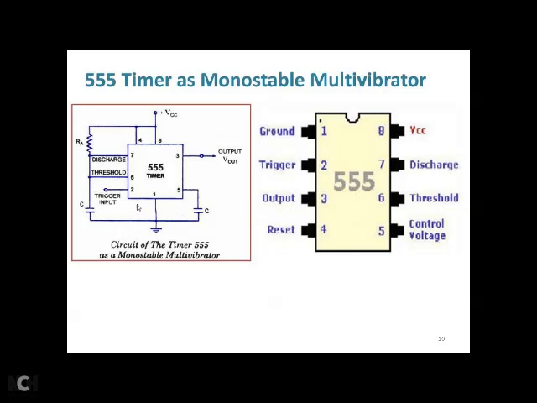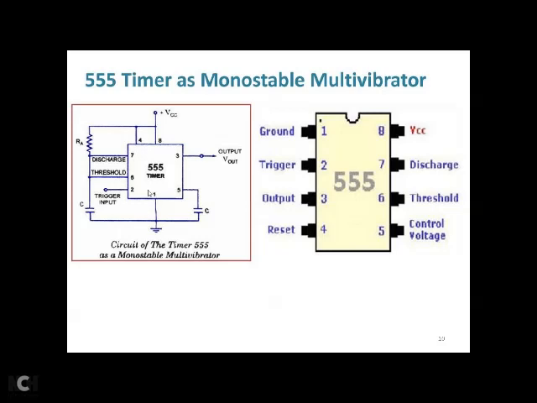Whenever a triggering input is applied to pin number 2 of this IC 555 timer, it will change its state from 0 to 1, and that state is not stable. After a certain time it will come back to 0. So the 0 level is the stable state for the monostable multivibrator, and it is the only stable state it has. The other state is the unstable state, which is intentionally made. That is how you are able to produce a pulse of desired width.